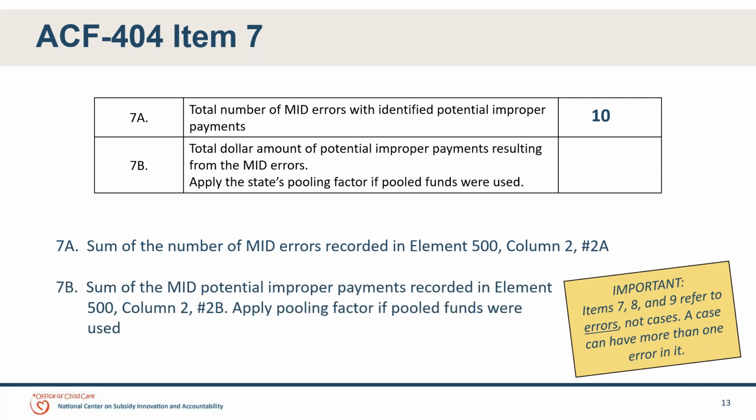7B represents the sum of the potential improper payments resulting from MID errors. So this is the dollar figure before any additional inquiry mitigation. And it's the sum of the figures recorded in element 500, column 2, number 2B of the record review worksheet. You would apply the pooling factor here if pooled funds were used. Our state identified $2,646 in potential improper payments resulting from MID errors.